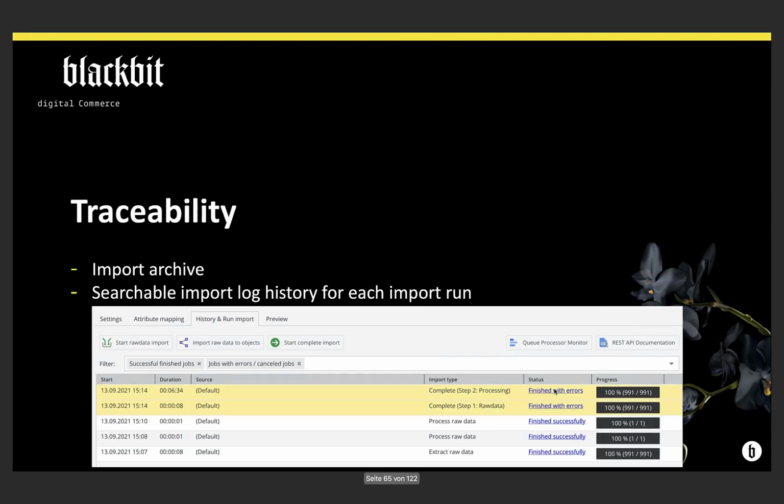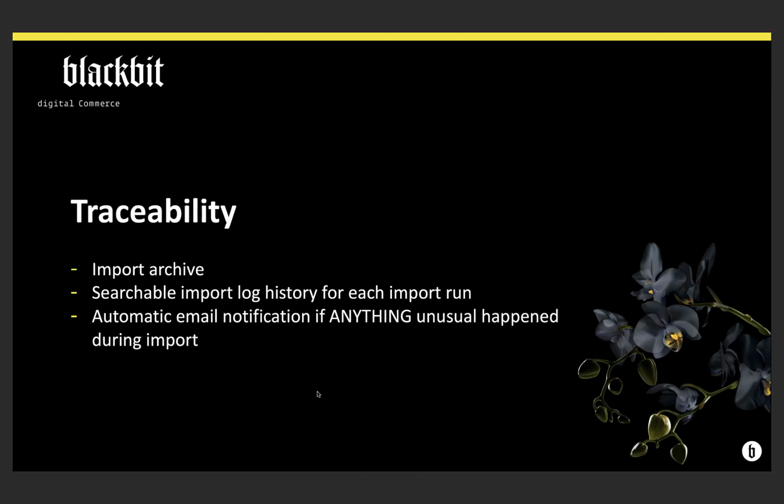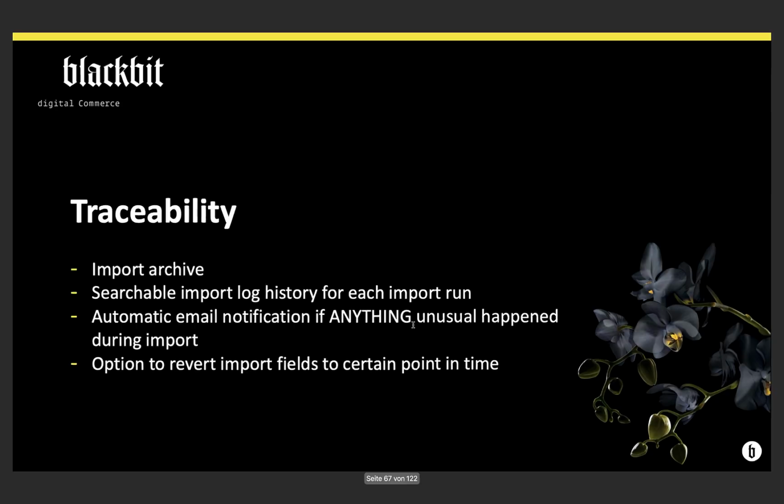If there is anything wrong, and we saw here that there were some errors, then you get automatically notified via email. The word "anything" is in uppercase letters here because this even applies when using variables which are not set or which are unknown, or if you use an array key which is not defined. In some cases, this might not be a problem, but as imports are really powerful and you can cause a lot of damage with imports, for this reason, you get notified if anything goes wrong or anything unusual happens.